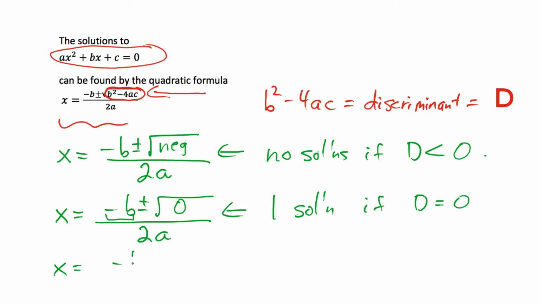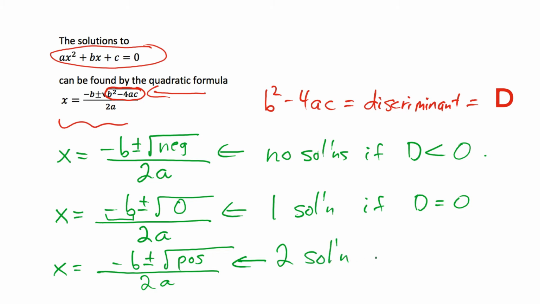And then if we had a quadratic formula where we had a positive number under the square root sign, a positive discriminant in other words, we would have -b plus the square root of a number and -b minus the square root of a number, which would be two different numbers, telling us that we have two solutions if the discriminant is positive.